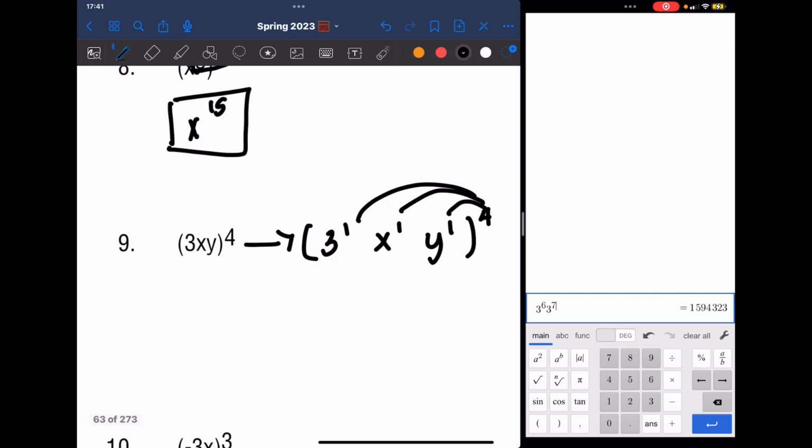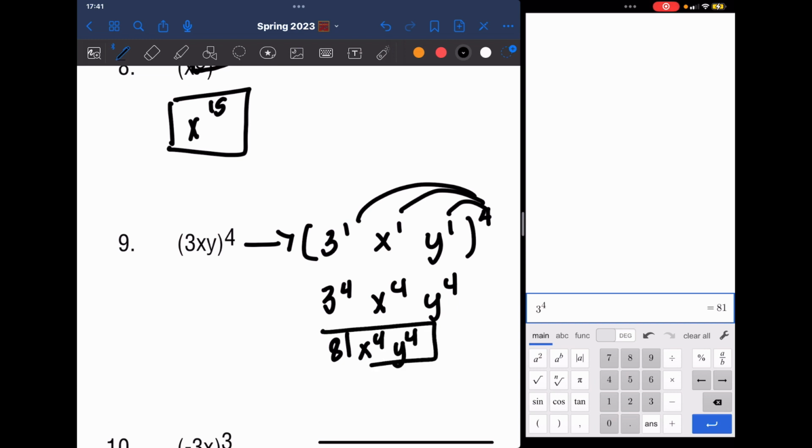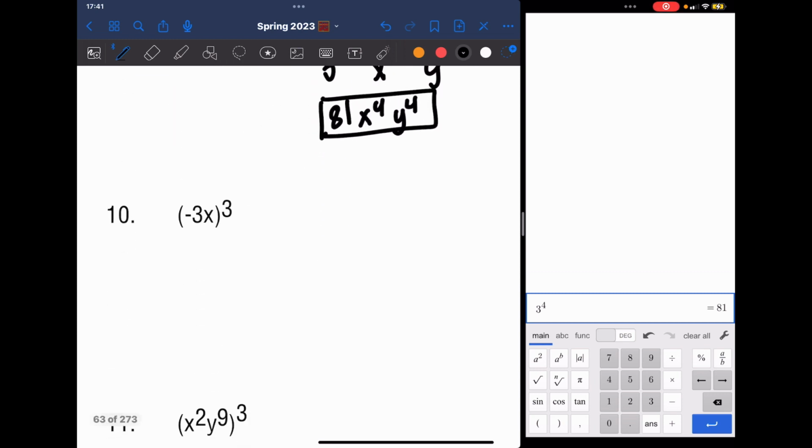So for number 9, I have 3 to the 4th, x to the 4th, y to the 4th. And then 3 to the 4th is going to simplify to 81. So do that in the calculator. It goes 3 raised to the 4th. And then I get x to the 4th, y to the 4th. That's my solution.